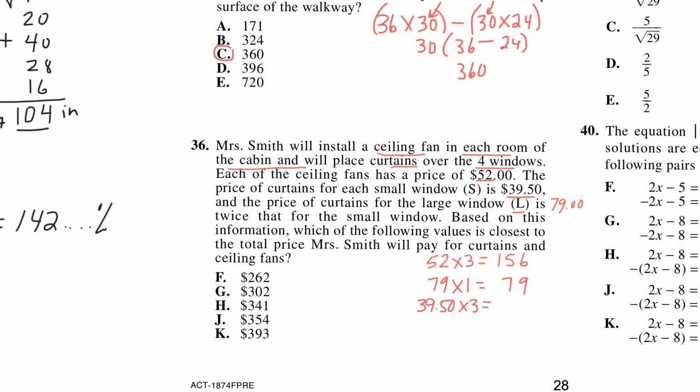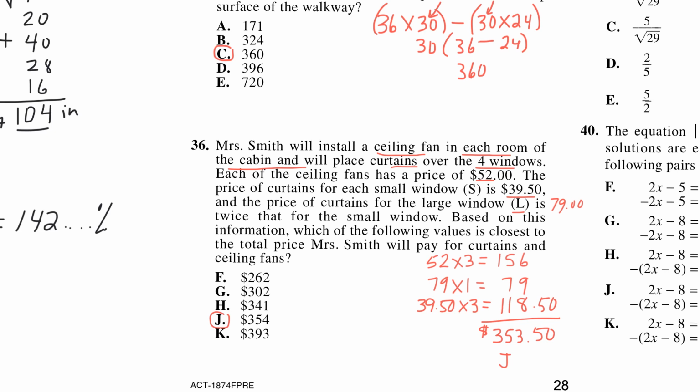So $39.50 times 3, using your calculator, is going to be $118.50. And if you add those together, you take a handy dandy calculator, and you get $353.50. Is there an answer that is closest to that? Well, this rounds up to $354. So we need to go with answer J. Answer J was the correct answer.